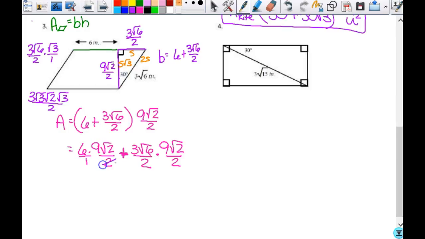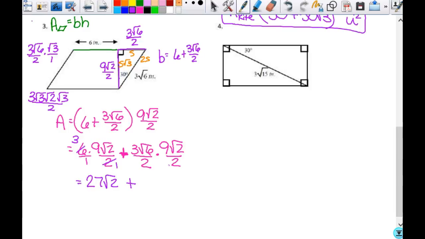So 2 goes into 2 once, goes into 6 3 times. So this is no longer going to have to be a fraction because my denominator is 1. So this is going to give me 27 square root of 2. We good? Plus, all right, can I cancel those 2's out with anything? In this next group here, 2's used with anything? No, right? Not so good just yet.